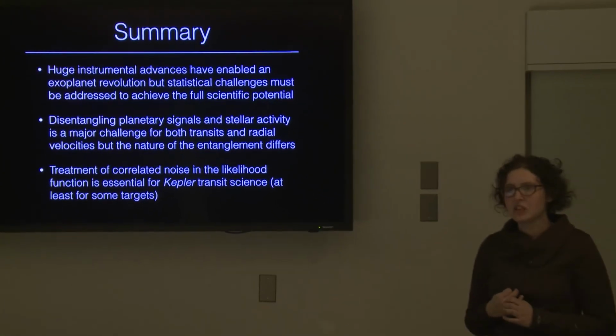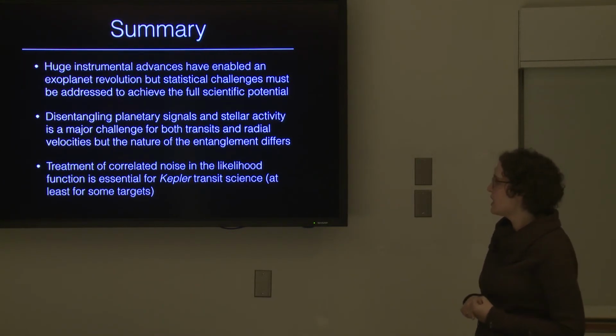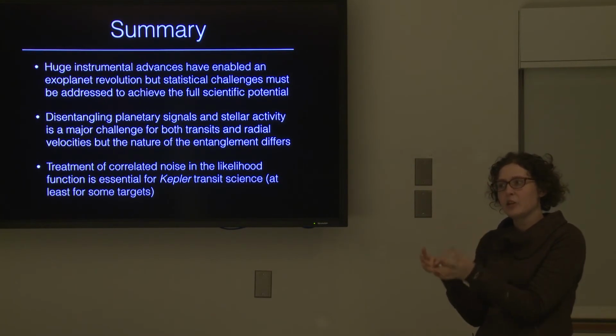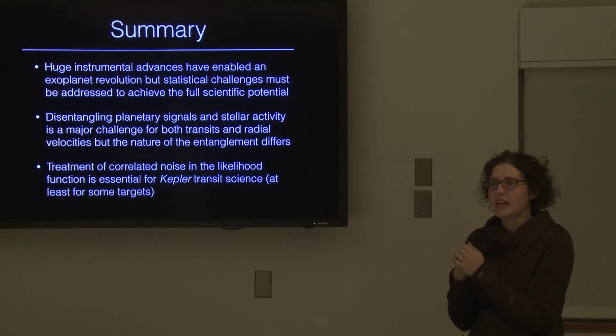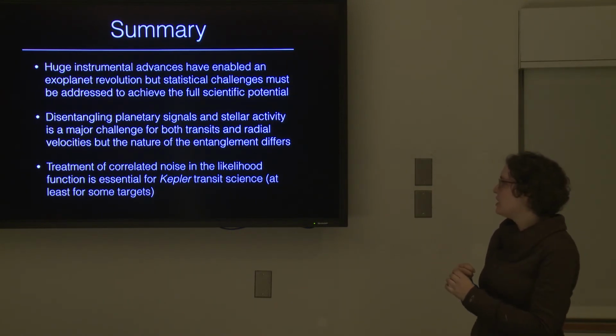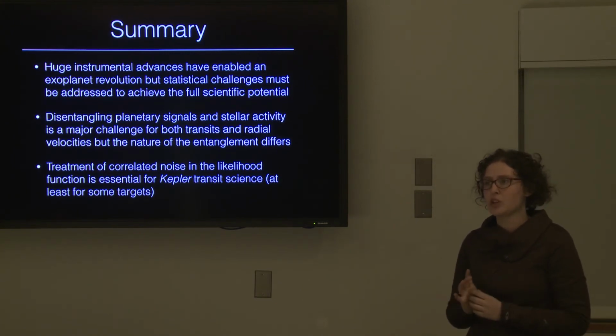But there's still statistical challenges that remain in order for us to really use the data to achieve the full scientific potential. It can be challenging for both transits and radial velocities to disentangle the planet signal from stuff that's going on the star that's not related to the planet. That's what people fear is going to be the biggest obstacle to being able to detect something like the Earth around a star like the Sun. But people are working on it. And treating correlated noise in the likelihood function is essential for getting out the science that we need, at least on the brighter targets where it's not just dominated by the faintness of the star.